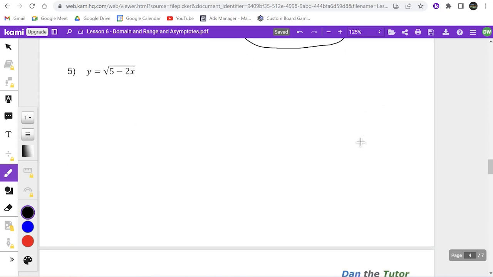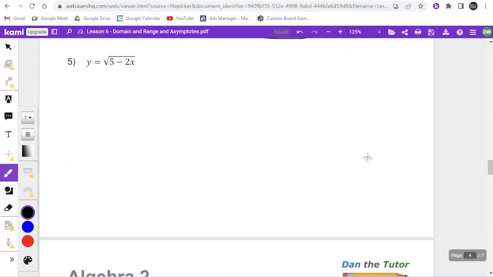Why don't you try number 5 on your own? If you're watching the recording, just pause the video. I'll give you a minute to solve this. You can now unpause the video. I'm going to show you the solution.